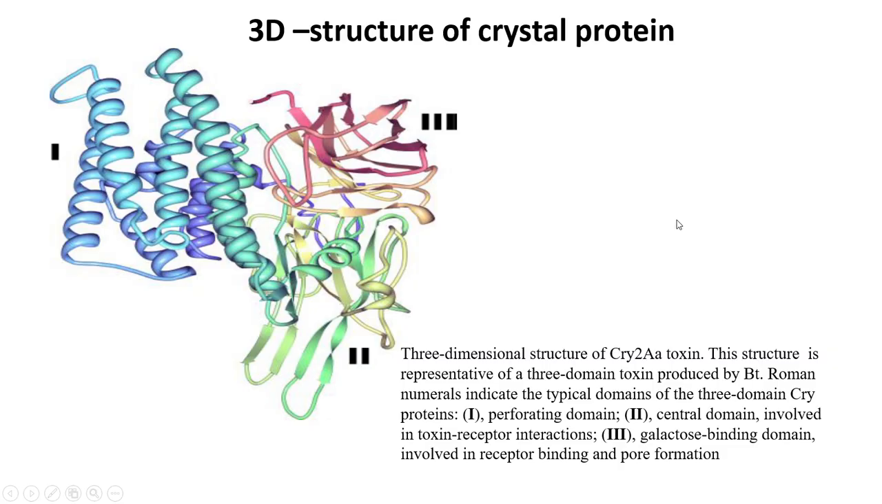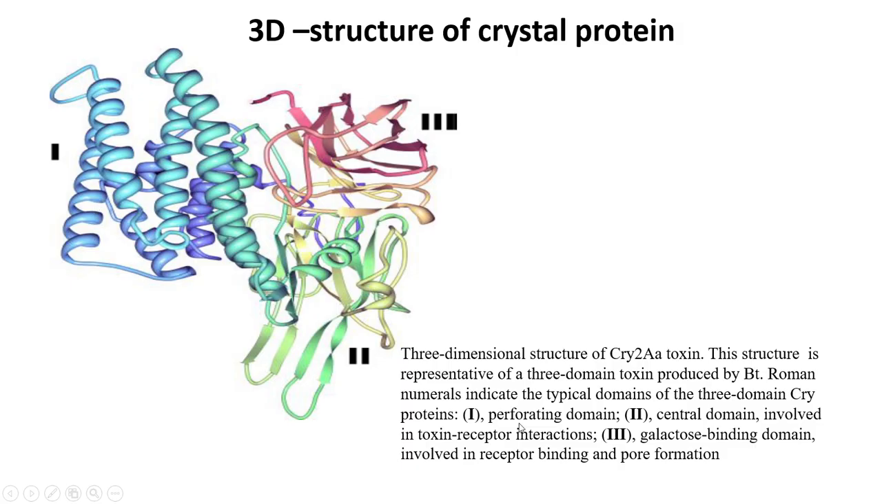This slide shows the 3D structure of the crystal of Cry2A, one of the toxins. This structure represents the 3-domain toxin produced by BT. Roman numerals indicate the typical domains of the 3-domain Cry protein. It has domains 1, 2, and 3. The first domain is the perforating domain, which forms the pores.